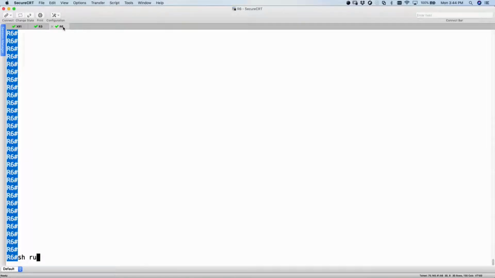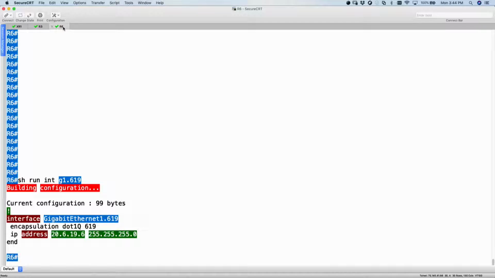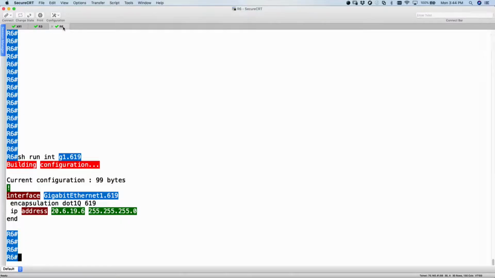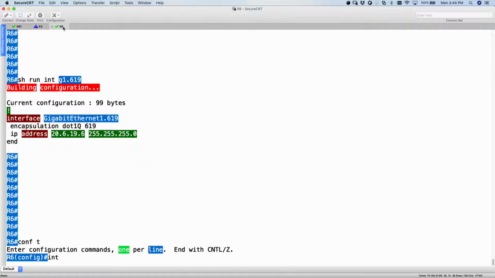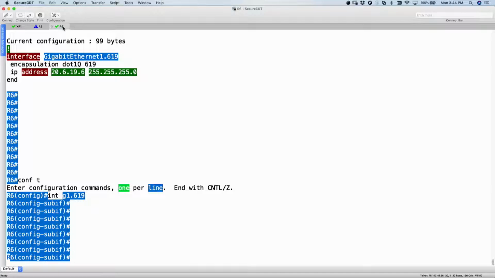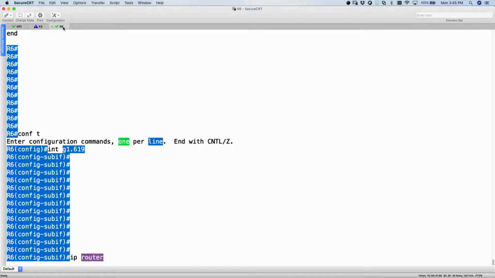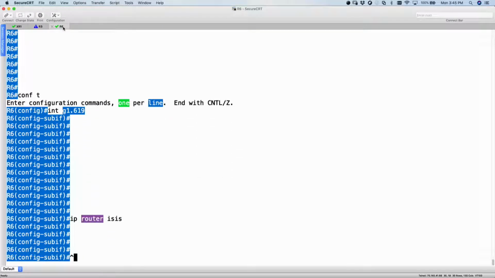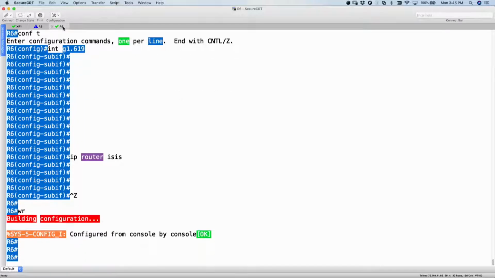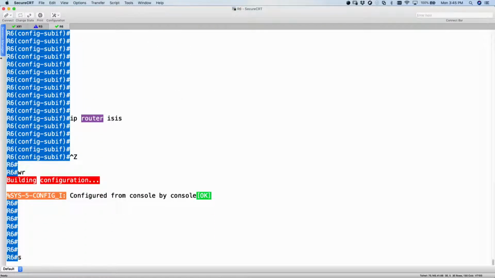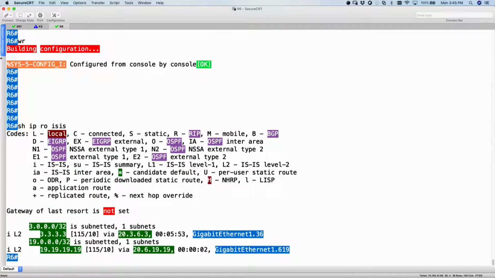So show run interface gig 1.619. This is the interface that connects to XR1. I did not activate ISIS on that interface. That's why the neighborship is not forming. So let's go back there to R6 under gig 1.619 and say IP router ISIS. Once I activate ISIS, I should establish an ISIS adjacency with XR1. And if I do a show IP route ISIS, I should see the loopback of R3 and the loopback of XR1.